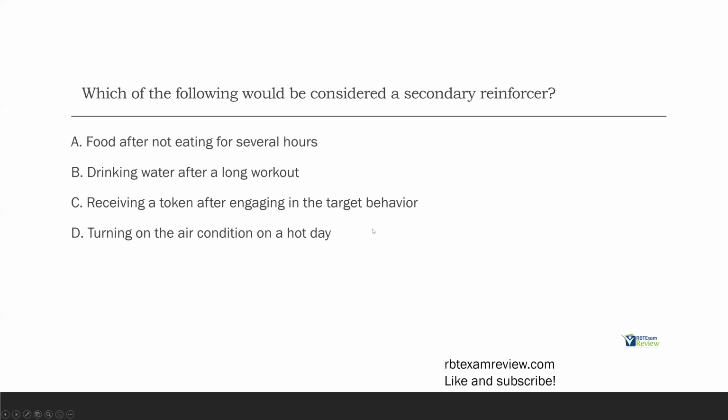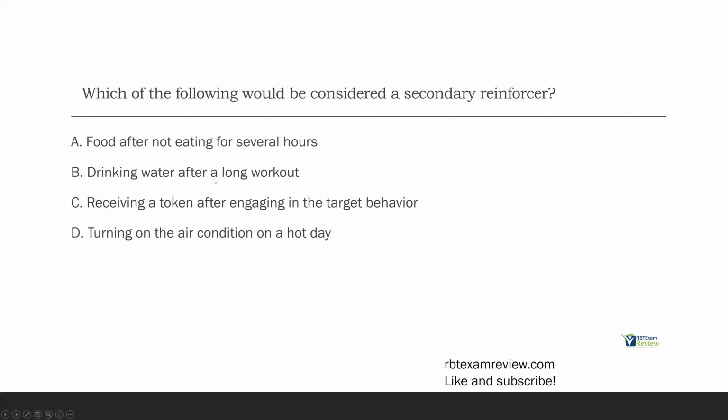Given this information, which of the following would be considered a secondary reinforcer? So this would be a conditioned reinforcer. A, food after not eating for several hours. Is food unconditioned or conditioned? Ask yourself, when we're born, do we need to eat? Yes. Given long enough without food, food will become a reinforcer. No matter what, food is going to be a primary or unconditioned reinforcer.